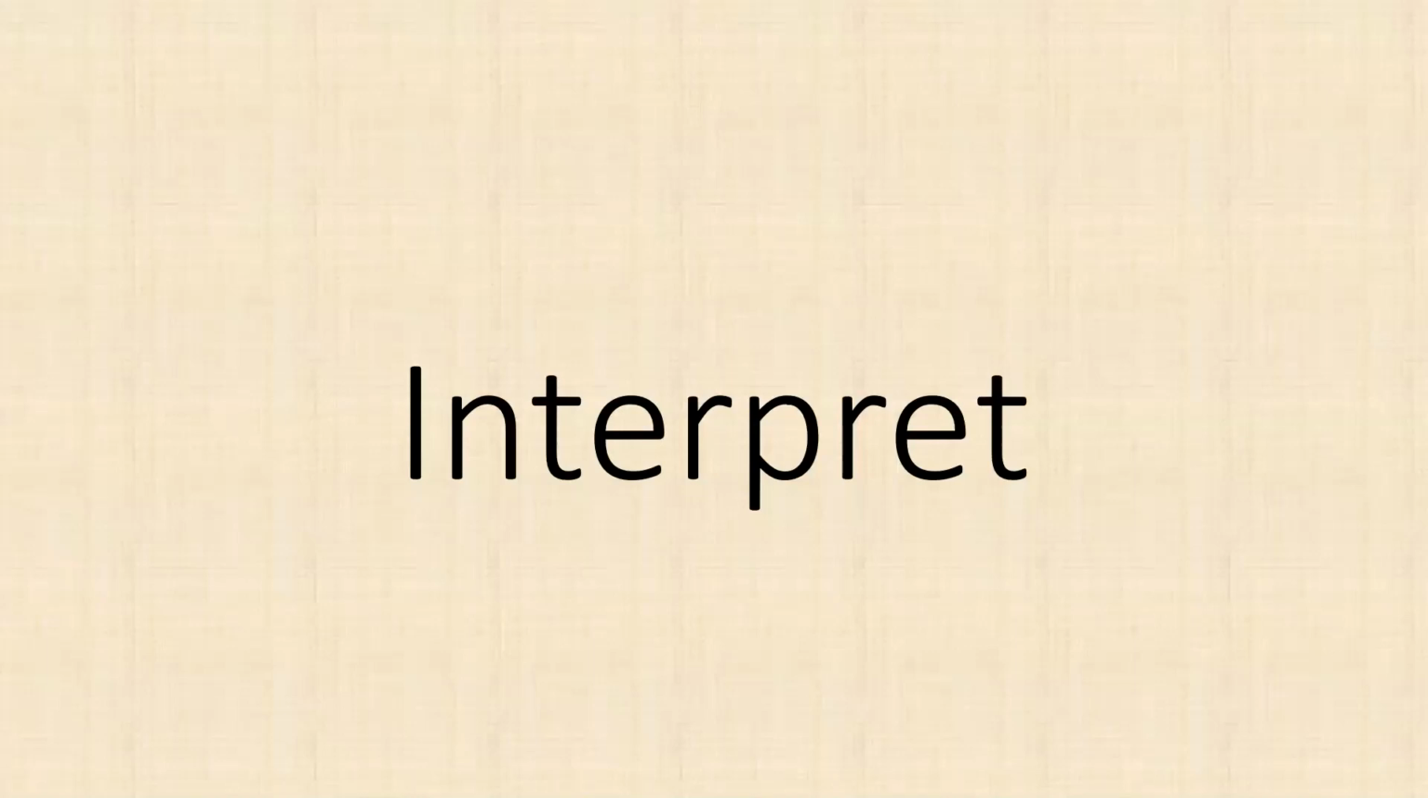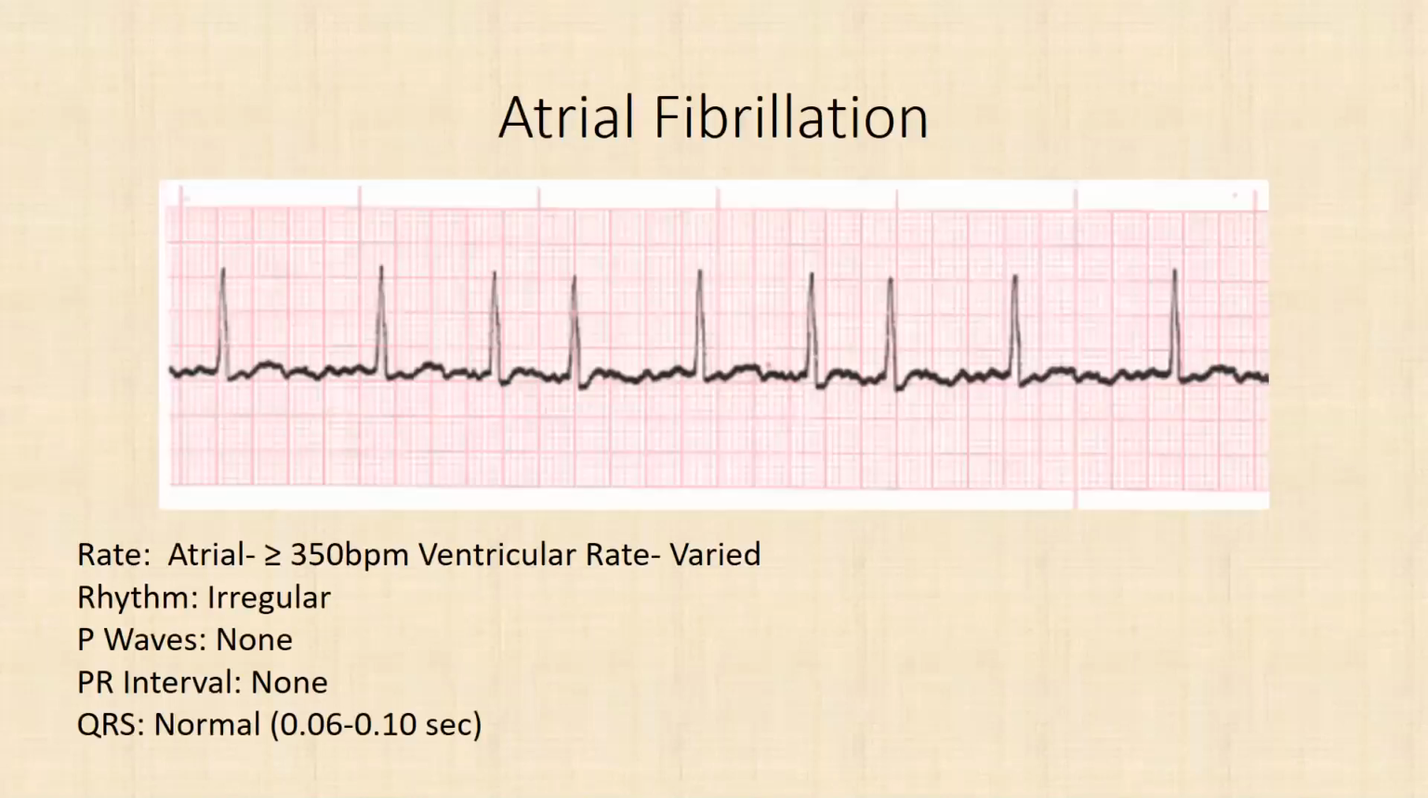We're going to go through some more interpretation. Now we are going to be working on atrial fibrillation, atrial flutter, and PVCs. So first, we're going to look at atrial fibrillation.